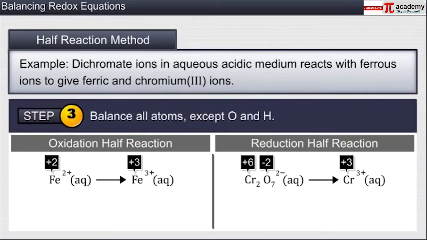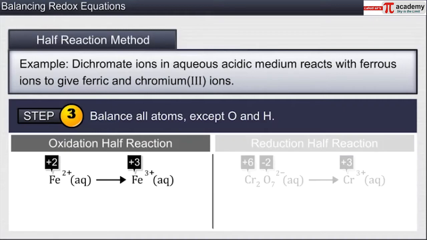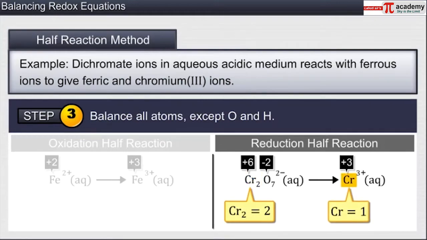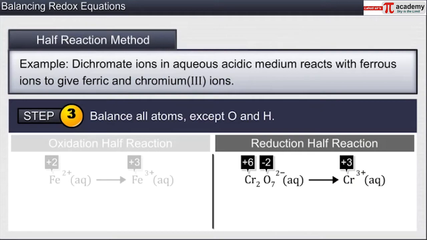In the third step, balance all atoms except oxygen and hydrogen. In this example, the oxidation half reaction is already balanced since the numbers of iron atoms are equal on either side of the equation. In the reduction half reaction, there are 2 chromium atoms on the left-hand side and only 1 on the right-hand side. So, we'll multiply Cr3+ by 2 to get 2 chromium atoms on the right side too.